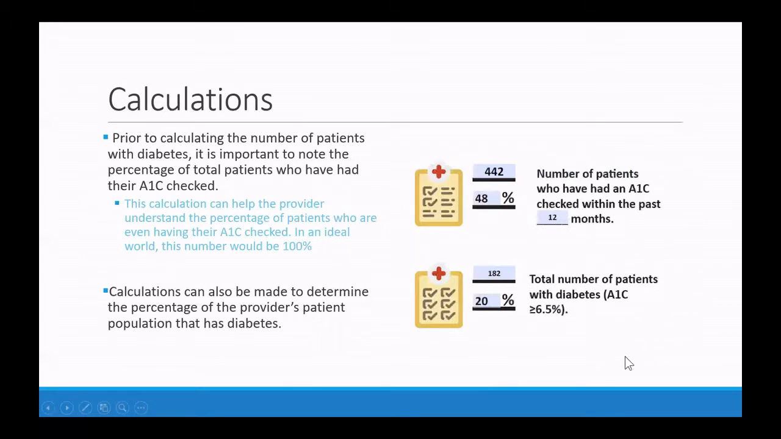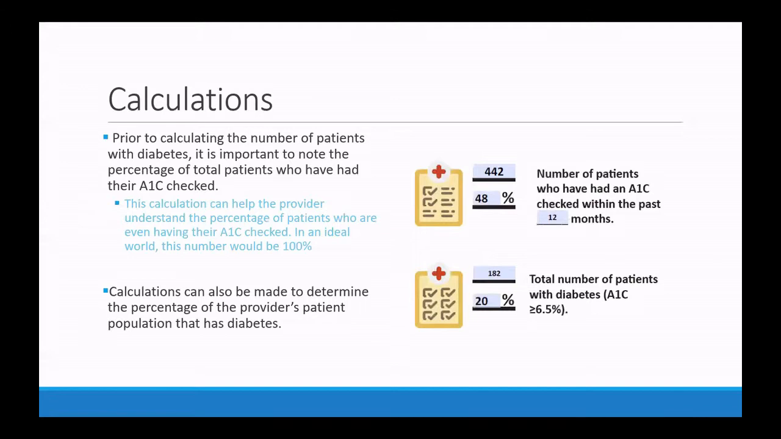So then we can jump into the calculations here. The first calculation we can look at is the number of patients who have had an A1C check within the past blank months. So for this equation, we're checking to see how many patients have had an A1C checked within the past 12 months. Of Dr. John Smith's total of 912 patients, 442 have had their A1C checked within the past 12 months. As noted on the screen as well, this calculation can help the provider understand the percentage of their patients who are having their A1C checked.